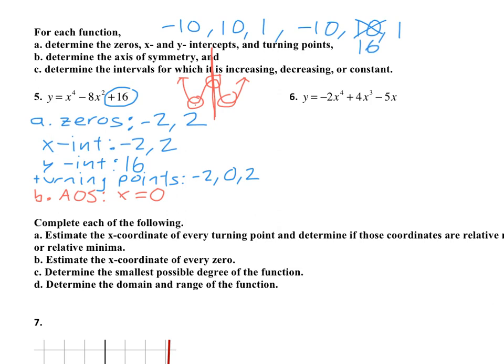For part C, we have to figure out when the graph is increasing, decreasing, or constant. So if you look at the graph, this part of the graph is going down, so it is decreasing. So I'm going to say it is decreasing when x is less than -2. It is also decreasing right here. So it's also decreasing when x is between 0 and 2.